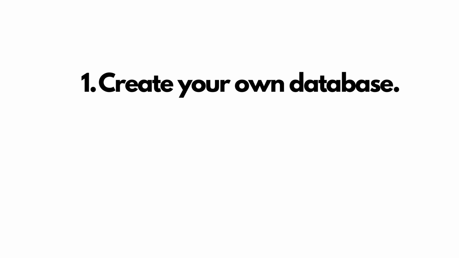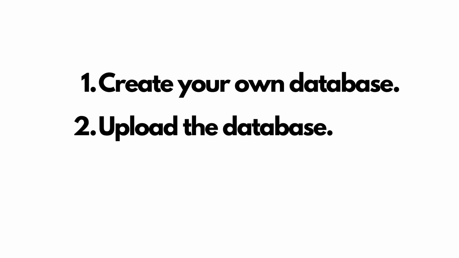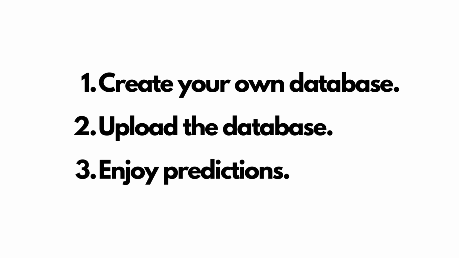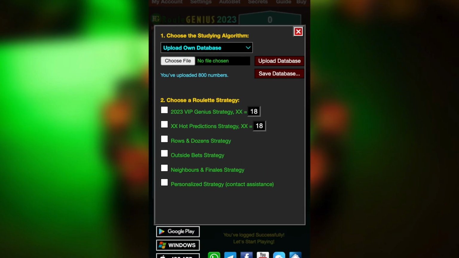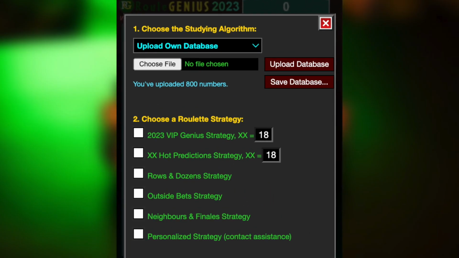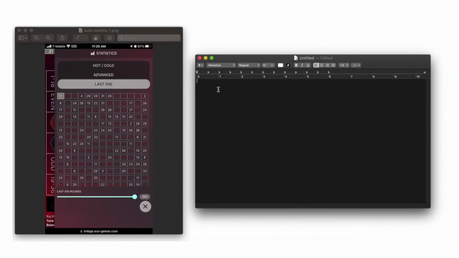First, you will create your own database. Second, you will upload the database. And third, you will enjoy predictions given to you by the software. And remember, in the end, always save your results. To create your own database, you just need to collect manually about 600 to 800 numbers that came out at your specific roulette. This is very important, the order of numbers on how you write them down.